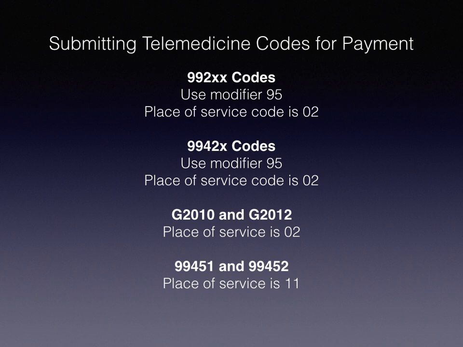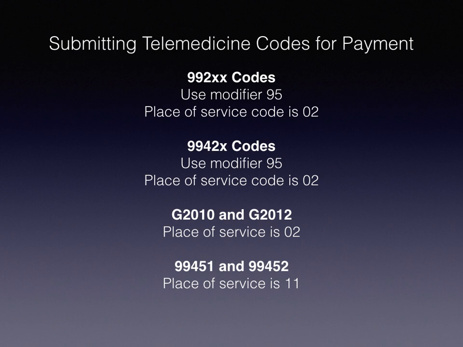Now for the G codes, the G2010 and G2012, there's no 95 modifier because these are not done using the synchronous communication method. But they are telemedicine visits, so you just use place of service 02. For the 99451 and 99452, you're in your office communicating with the doctor you're consulting with, so your place of service is going to be 11 for this type of visit.